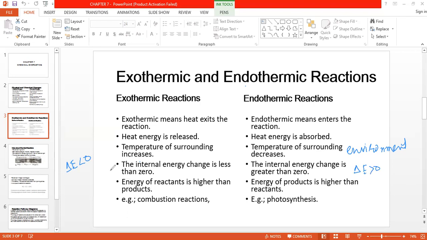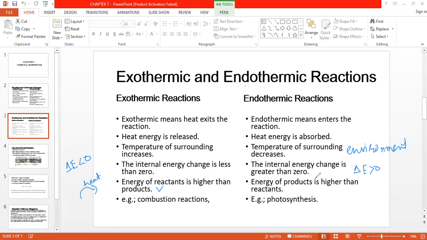The change in energy is greater than zero. Energy of reactants. Obviously, as your reactants react to produce some sort of heat energy, the reactants will have higher energy than products. Reactants have the higher energy, that's why they are producing energy. So reactants always have higher energy as compared to products, whereas the energy of the products is less than the reactants.